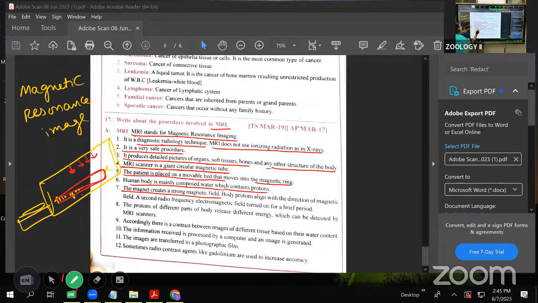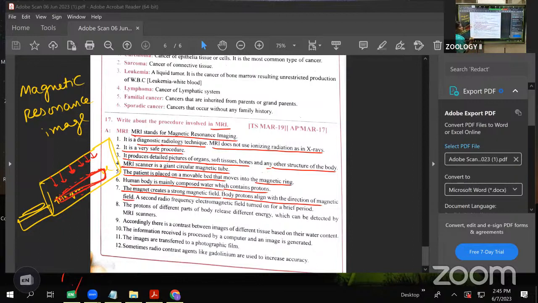The magnet creates a strong magnetic field. It creates a strong magnetic field, and the body's protons align. When the magnetic field is applied, the body alignment is formed. The protons align with the direction of the magnetic field.